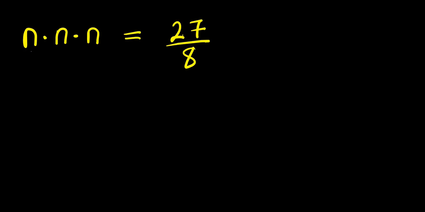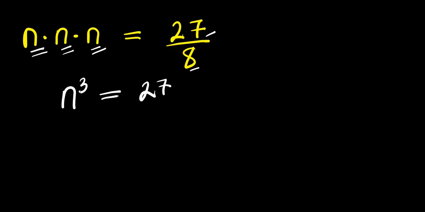Hello, how to solve n times n times n, and this equals 27 divided by 8. We are solving for all values of n that satisfy this equation. So n times n, that's n power 2 times n. This is n power 3, and this equals 27 divided by 8.